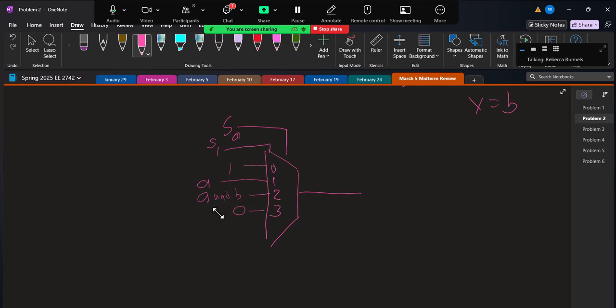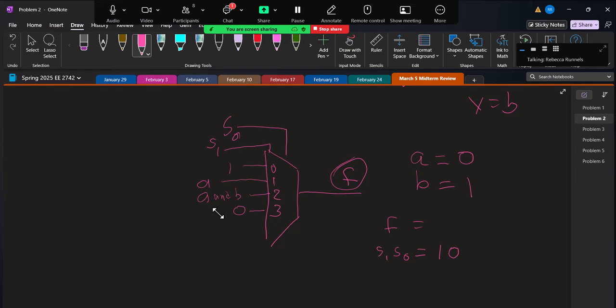Okay, so here's my multiplexer, and I'm going to say A equals 0, B equals 1, and I want you to tell me what is the value of this multiplexer. What is the value if S1, S0 is 1, 0? So S1 is 1, S0 is 0. What value is F in that case? 0. And where did that 0 come from?